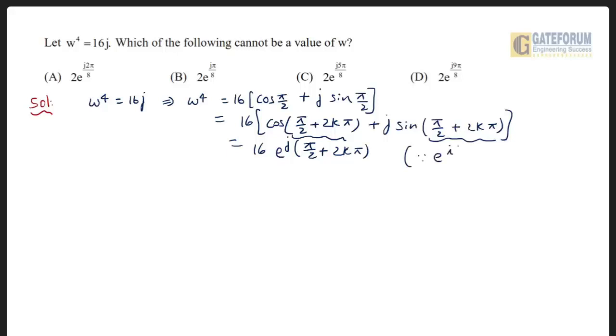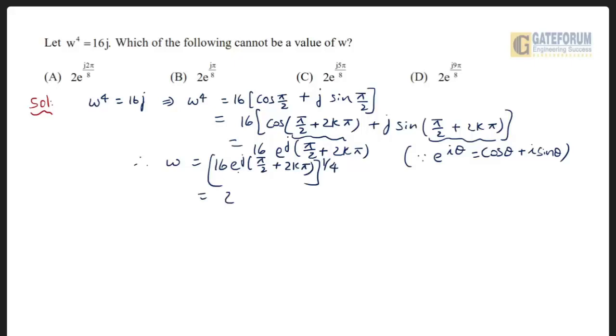Since e power j theta is equal to cos theta plus j sin theta. Here 2k pi means multiples of 2 pi, adding or subtracting won't change the position, but theta has many, infinitely many argument values. So therefore this omega, that is w, is equal to 16 e to the power j times (pi by 2 plus 2k pi), whole bracket to the power 1 by 4. The fourth root of 16 is 2.